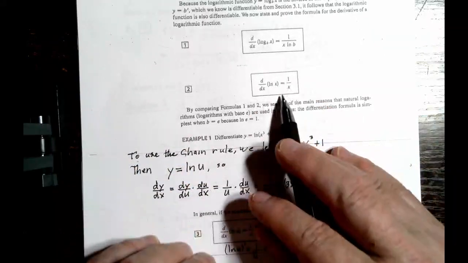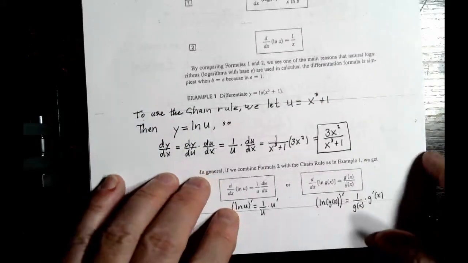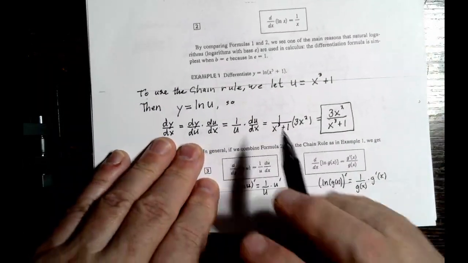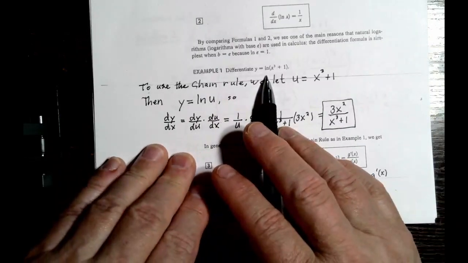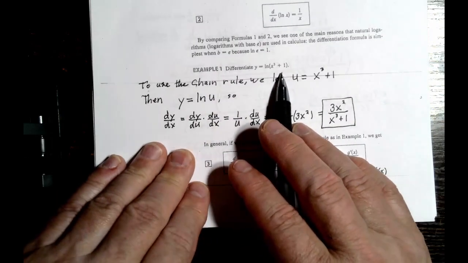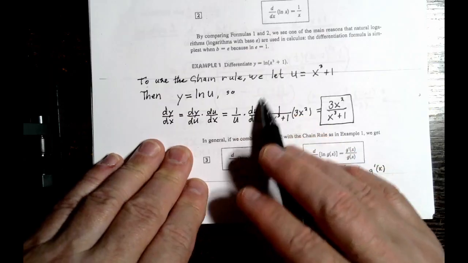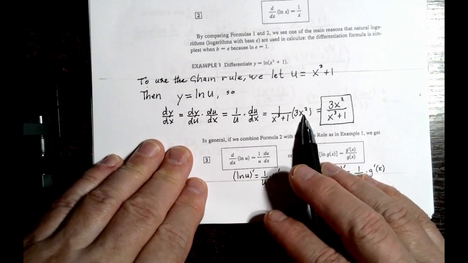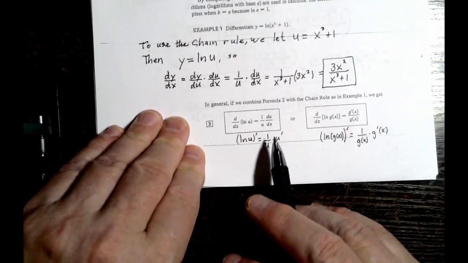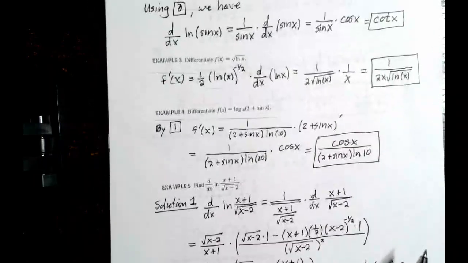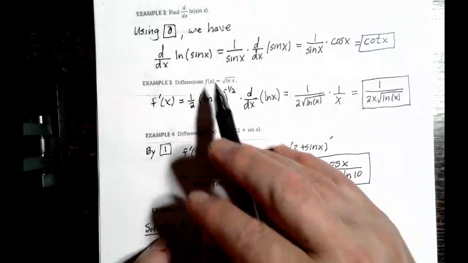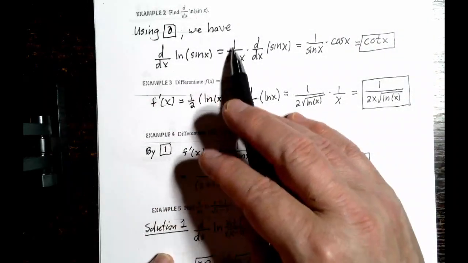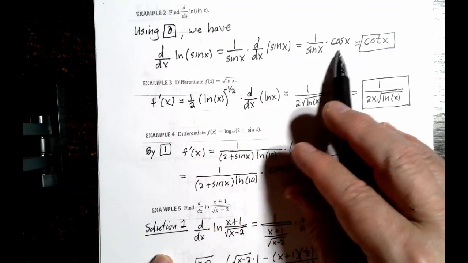And so here are your different derivatives. Let's take the derivative of ln of x to the third plus 1. You'd expect it to be 1 over x to the third plus 1 times the derivative of x to the third plus 1. And that's what it is. These are the same rules that we had before. Example 2, what's the derivative of ln of sine? It's 1 over sine times the derivative of sine, which is cosine.